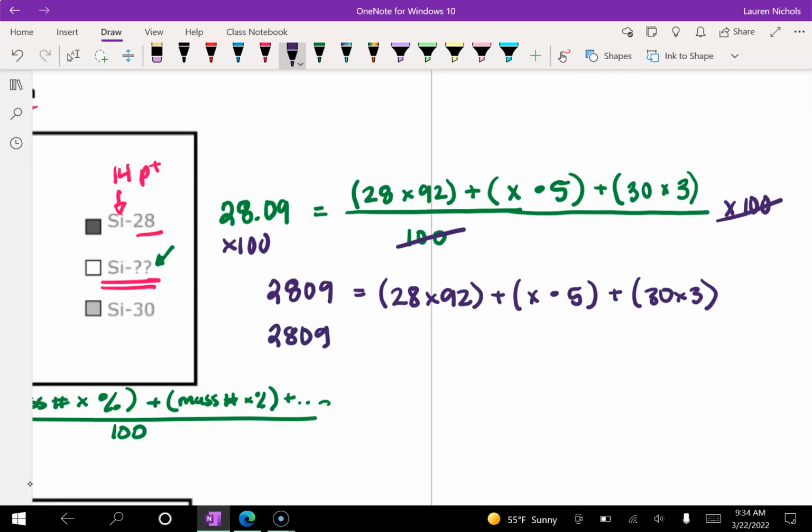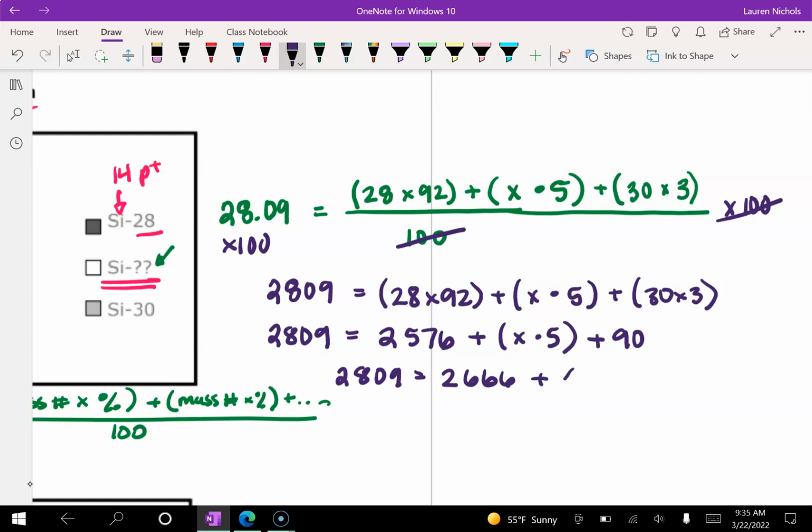Okay, what we can do is we can simplify on the right side by going ahead and doing the multiplication. So 28 times 92 is 2,576, plus, we can't really multiply anything there, plus 30 times 3 is 90. We can simplify further by just going ahead and adding those two numbers together. So 2,576 plus 90 is 2,666 plus our missing amount.